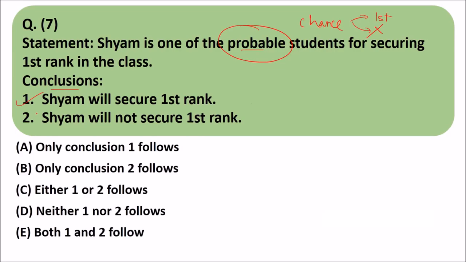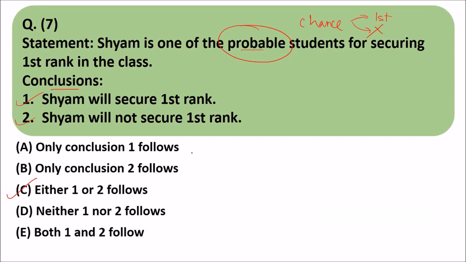Shyam can get first rank, Shyam cannot get first rank. So Shyam will get first rank or Shyam will not get first rank. So either of the conclusion is possible. It is not compulsory that he will not get for sure or he will get for sure. Any of the conclusion is possible. We cannot predict that. So answer is C. Either 1 or 2 follows. Any of them follows. See how easy it is.